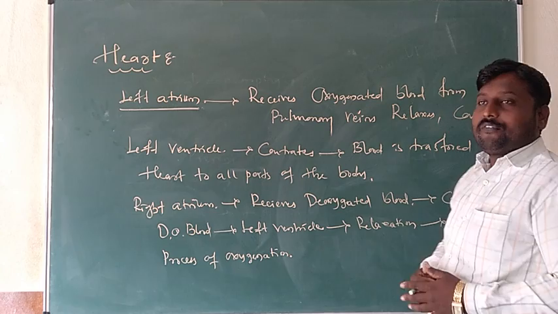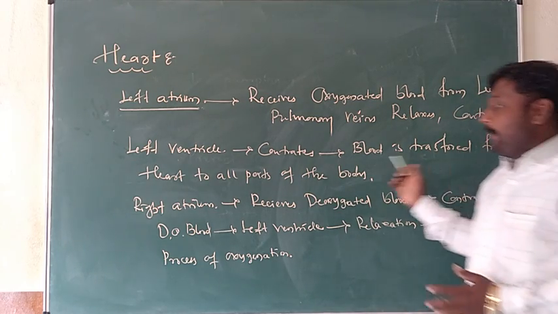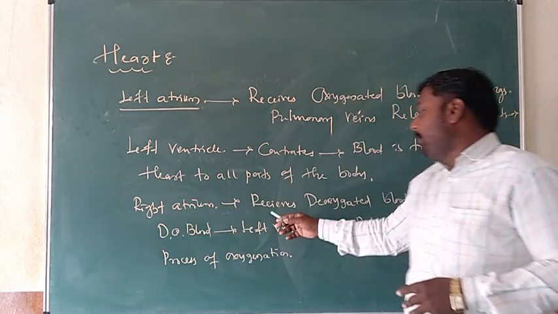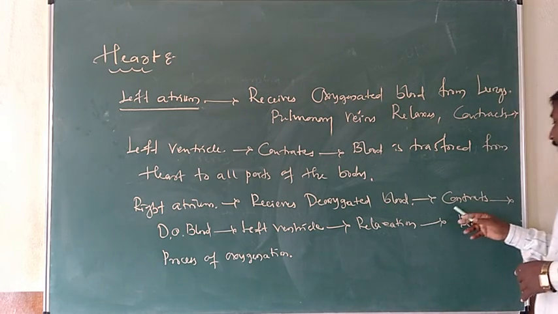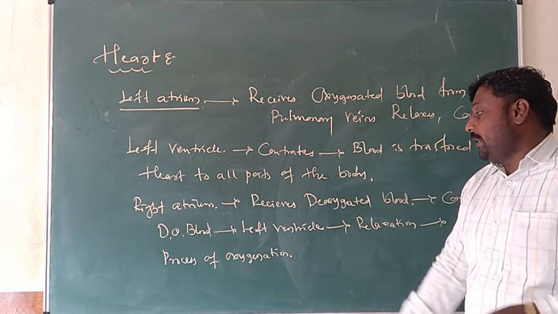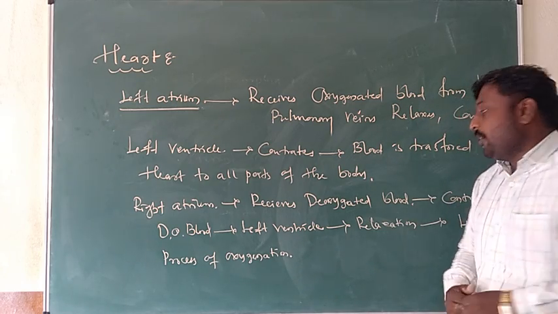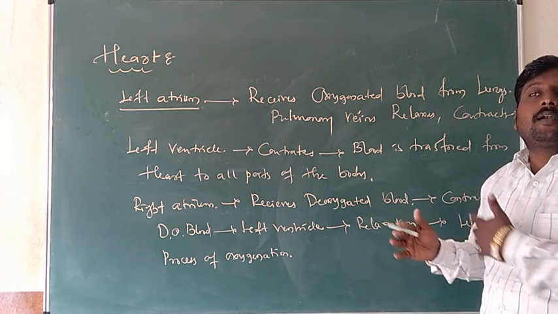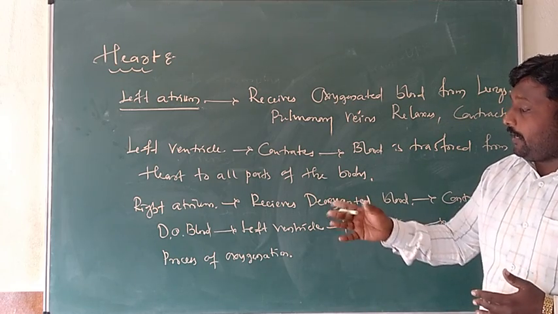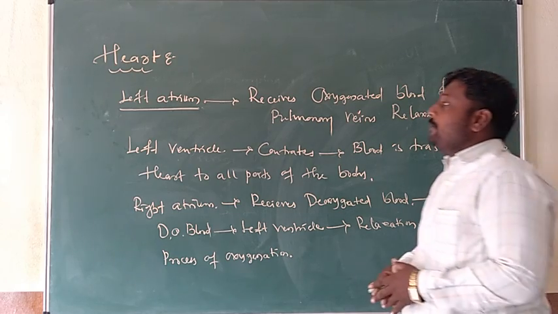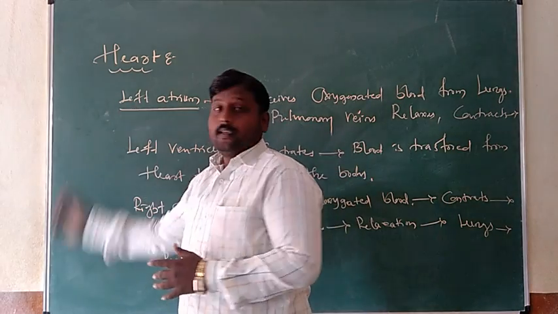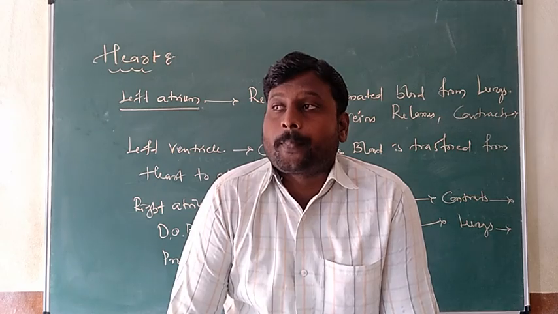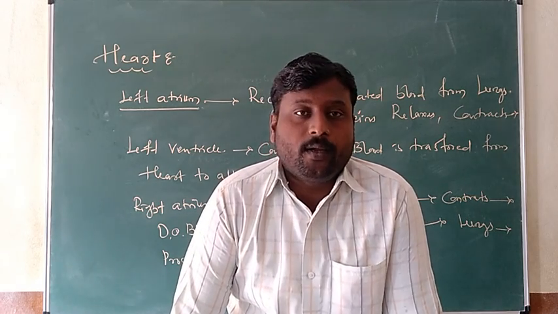Afterward, the process of exchange of gases takes place. At that time, deoxygenated blood enters where? The right atrium. The right atrium receives deoxygenated blood. Then it contracts. The deoxygenated blood then enters the right ventricle. Finally, it relaxes and contracts, which means the transfer of deoxygenated blood from the right ventricle to the lungs. In this way, the pumping action of the heart takes place. Yes, my dear students, all are discussed: the pumping action of the human heart. Thank you.